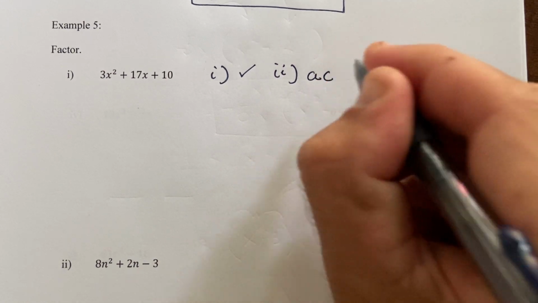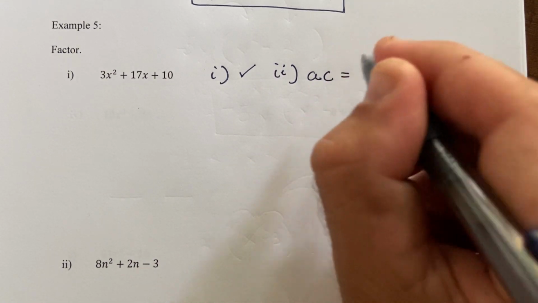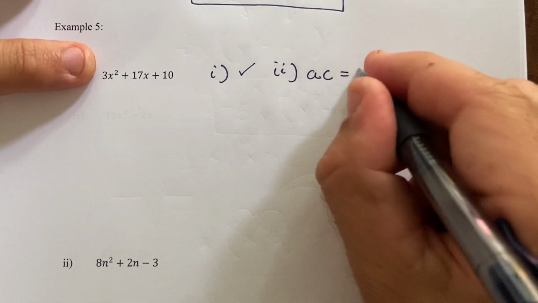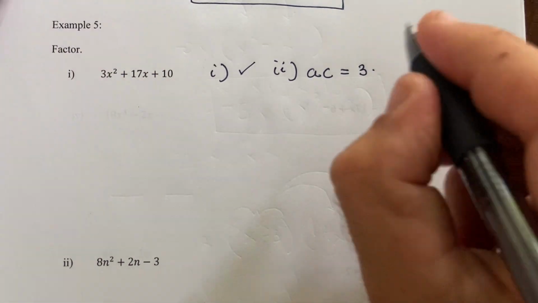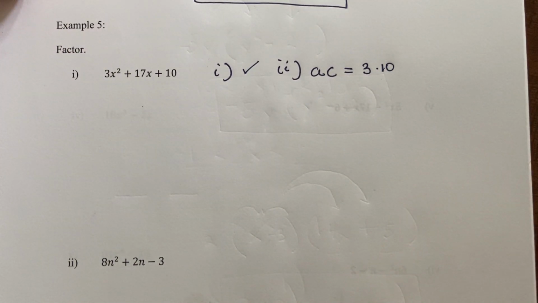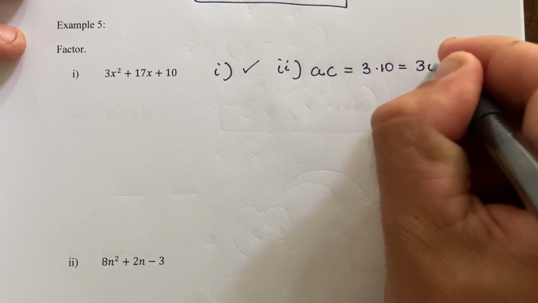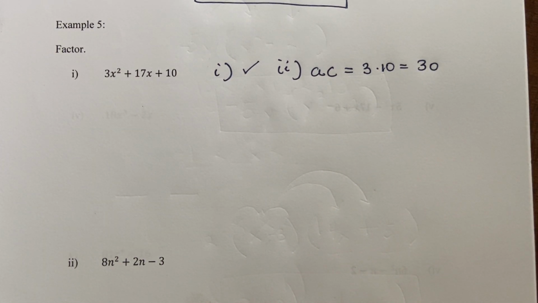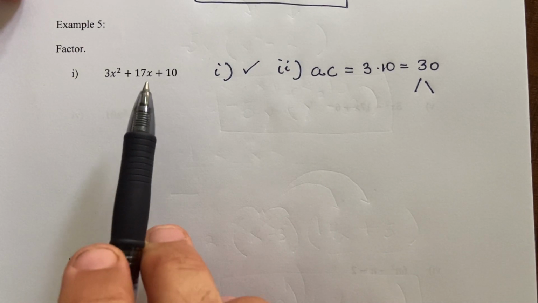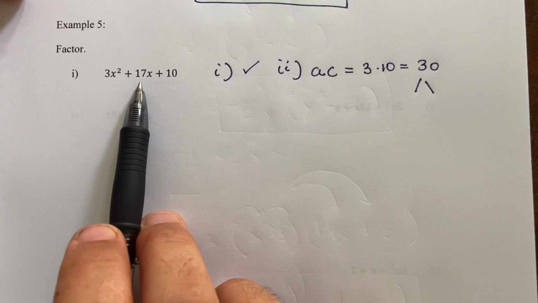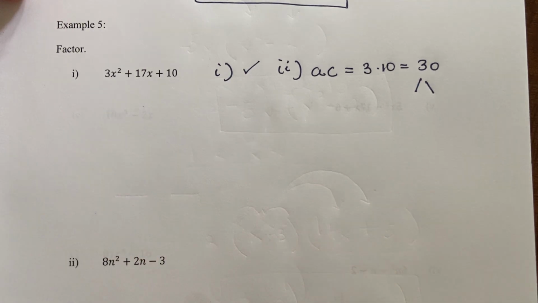Factor A times C, or calculate A times C rather. So A is 3 and C is 10. So that'll be 30. And then what we do is we factor A times C. This is part 3 now. Looking specifically for factors that add up to 17 if possible.